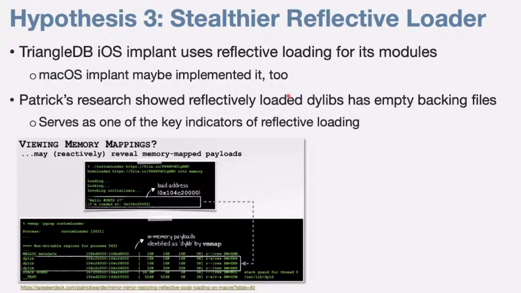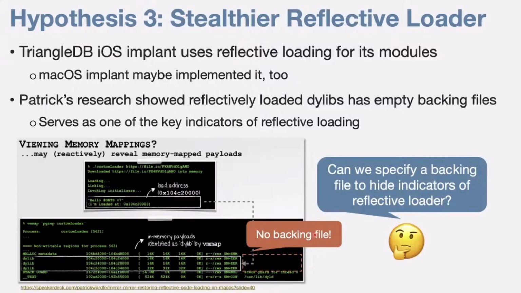The macOS implant used its own reflective loader, and the loaded library scanner was designed to detect that. Researchers at Kaspersky pointed out that the iOS implant used a reflective loader, and it's likely the macOS implant used it as well. But when a dylib is loaded through a reflective loader, the backing file is usually empty. This was pointed out by Patrick Wardle last year at OBTS, and it is one of the few ways to detect reflective loading. But here's a thought. What if the implant set an arbitrary path as a backing file to make it safer?